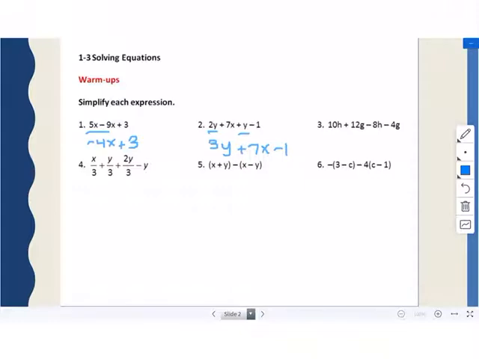And then you have 10h plus 12g minus 8h minus 4g. So what we're going to do is combine the h to the h and the g to the g. So 10 minus 8 is 2, and 12 minus 4 is a positive 8g. So you have 2h plus 8g.